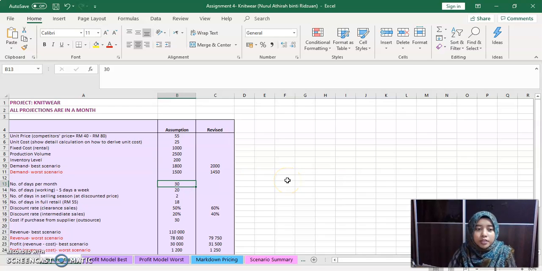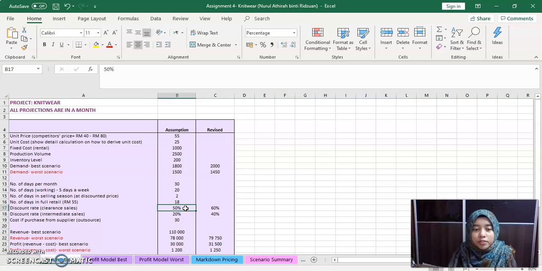So in my business, the number of days per month is 30 days. The number of working days is 5 days a week. In a month, we have 4 weeks, so 5 multiplied by 4 is 20 days. Number of days in selling season is 2 days. Number of days in full retail for 55 ringgit is 18 days.